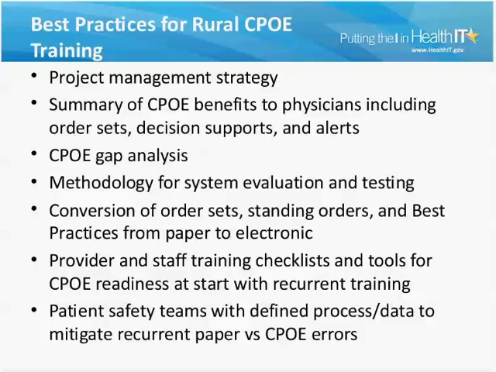Finally, patient safety teams with defined processes and data to mitigate current paper versus CPOE errors. So we know that CPOE is not infallible. It does reduce errors. But just as we would when we find an error in the paper-based system, we want to backtrack and figure out what is the root cause of an error inside a CPOE-based system. Sometimes that can be misprogramming, but more often it is a misunderstanding of the CPOE process, and we want to be able to tackle that very, very quickly.